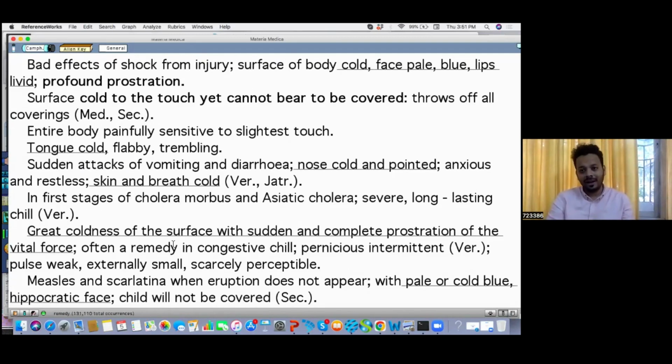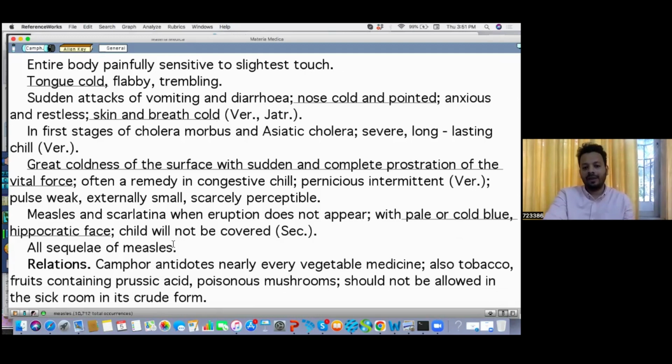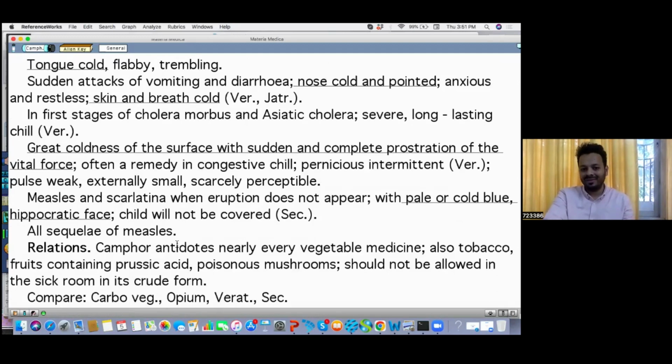You know that Master Hahnemann treated many difficult cases of epidemic diseases where there were scanty discharges and coldness. These were the two keynotes. If it was profuse discharges and coldness, he would often go more towards Veratrum, but if it was scanty discharge and coldness, he would go more often to camphora. Last line in Allen's keynote, all sequels of measles.